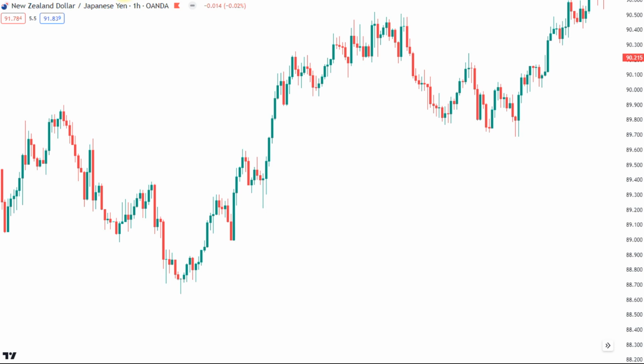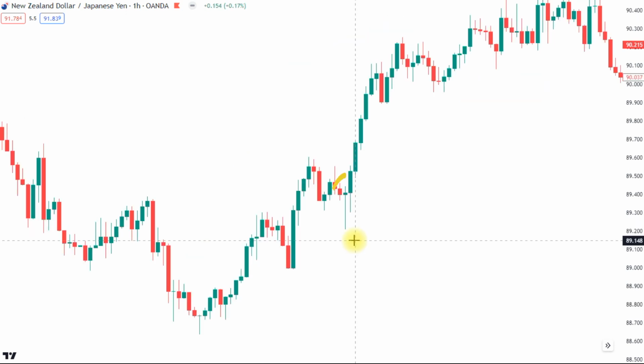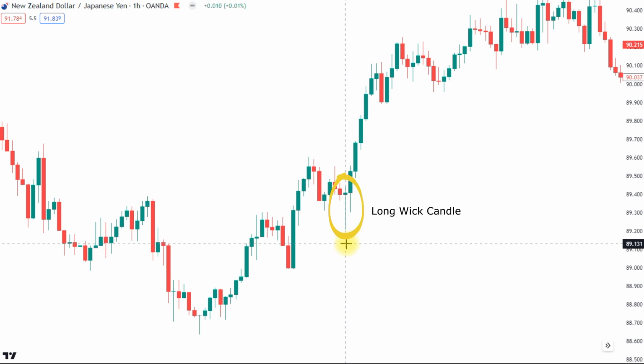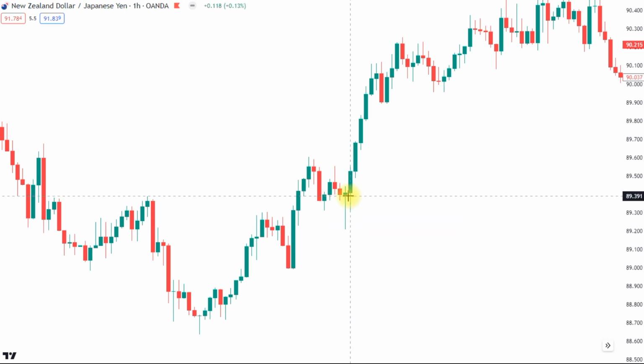So let's start right away with the candlestick patterns. Candlesticks reflect what buyers and sellers are doing. They tell us what is going on in the market in terms of buying and selling. The first one we're going to take a look at is this beautiful long wick candle. You see the candle has a really small body but a really long wick. But what does this candle tell us?